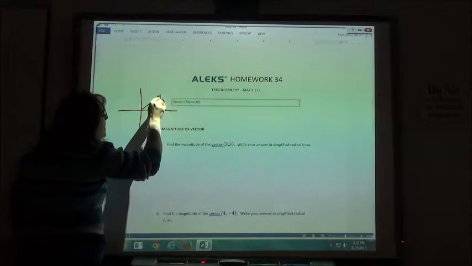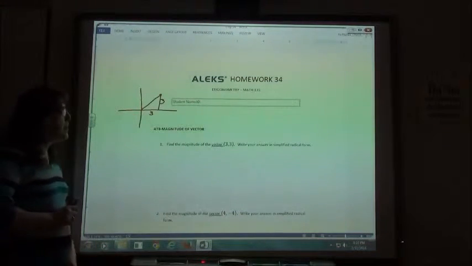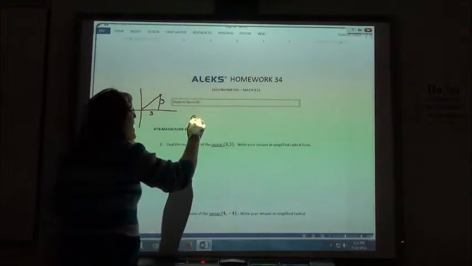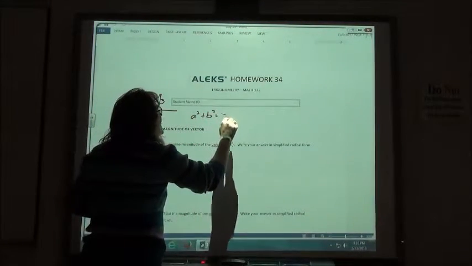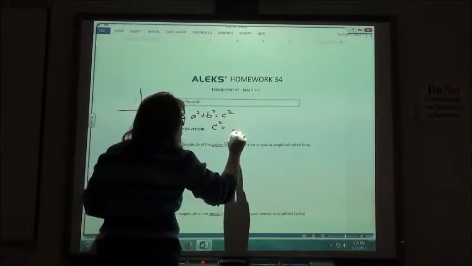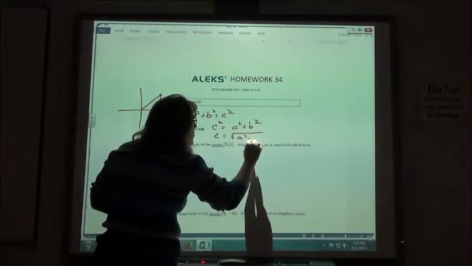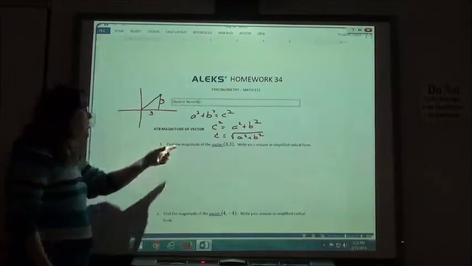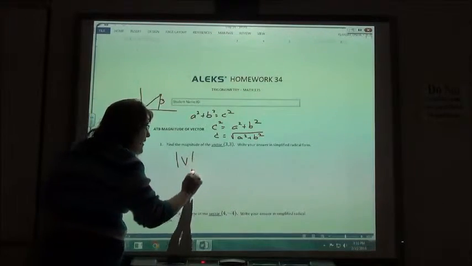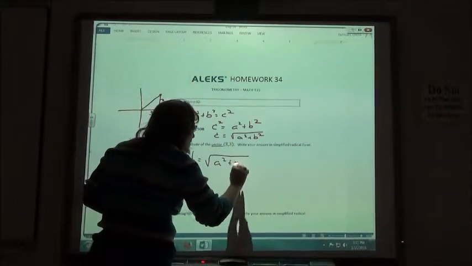And so, in order to find the size or the magnitude of that vector, what I'm really doing is just using my Pythagorean theorem because I have a right triangle there. We know that a squared plus b squared equals c squared. So if I solve that, c squared equals a squared plus b squared, so c is equal to the square root of a squared plus b squared. Same thing with the magnitude of your vector. The symbol for magnitude of a vector, they're going to do something like this. The magnitude of the vector is equal to the square root of a squared plus b squared.